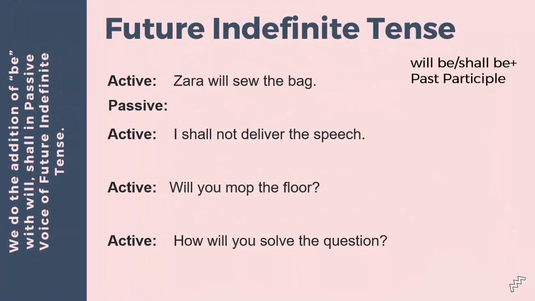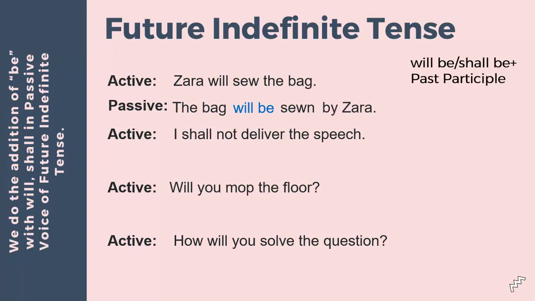Then we have future indefinite tense. We do the addition of be with will and shall in the passive voice of future indefinite tense. Zara will sew the bag. We'll bring the bag in the beginning. And then we'll write down the be form. The bag will be, the third form of the verb sew, which is sewn. The bag will be sewn by Zara.